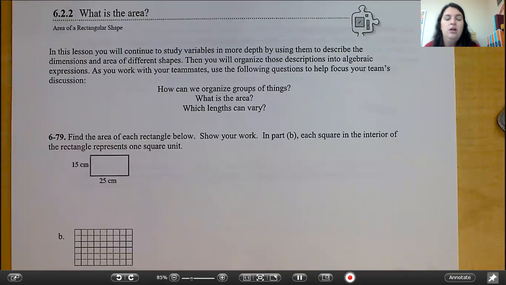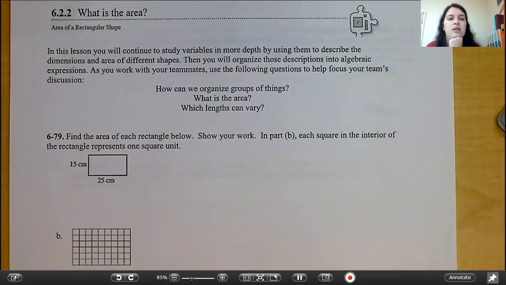In this lesson, we look at the area of a rectangular shape. You will continue to study variables in more depth by using them to describe dimensions of area of different shapes. Then you will organize those descriptions into algebraic expressions. As you work with your teammates, use the following questions to help focus your team's discussion.